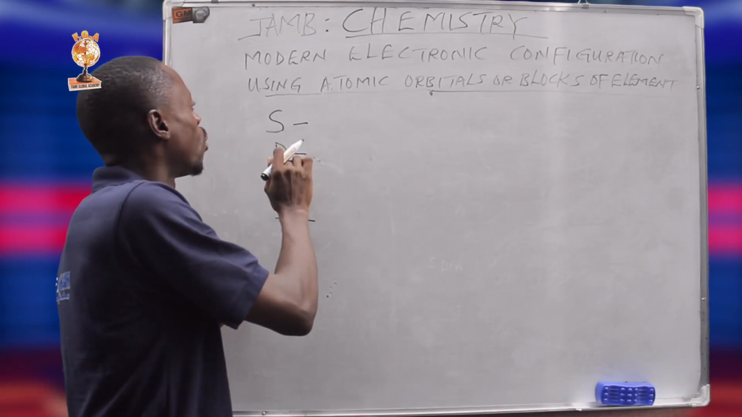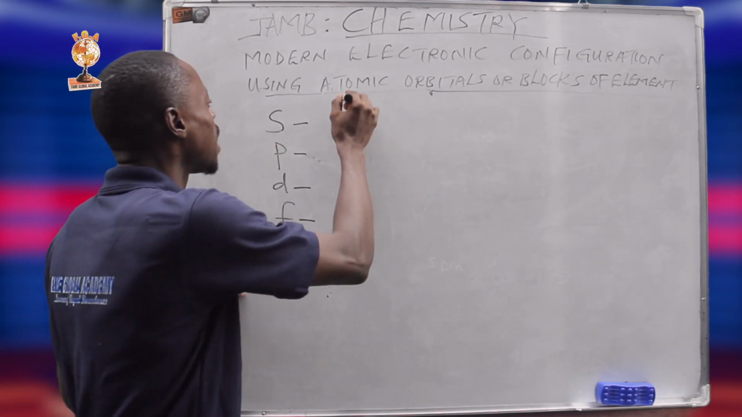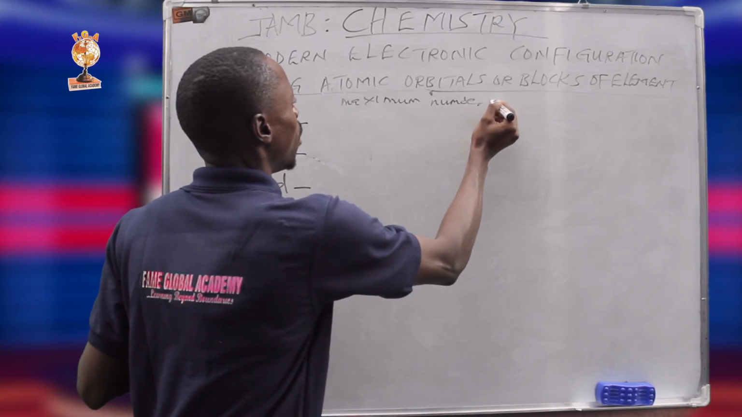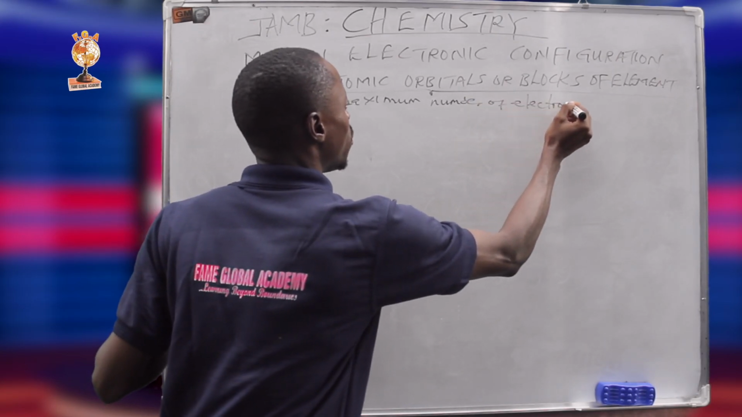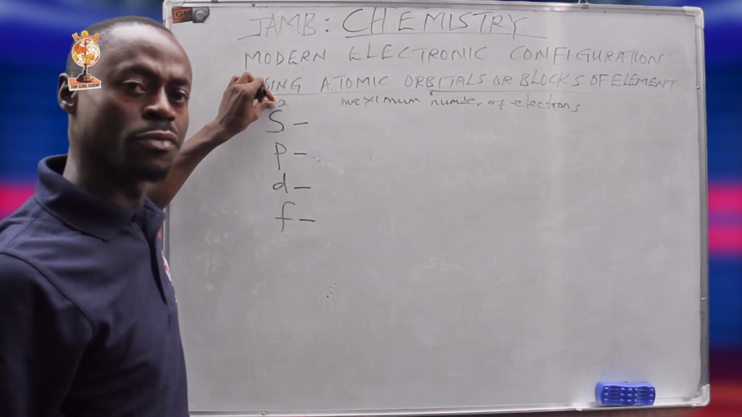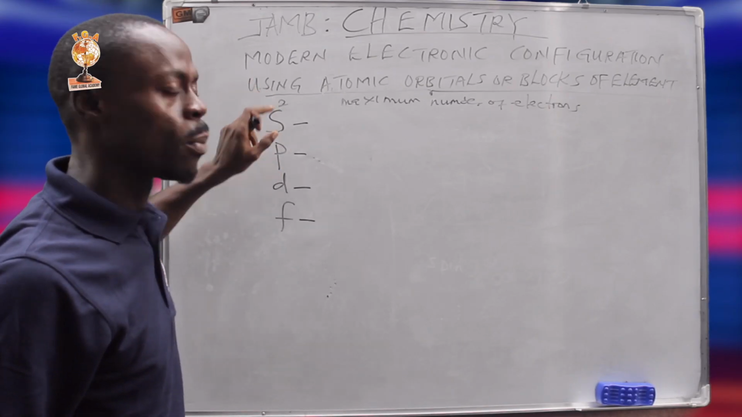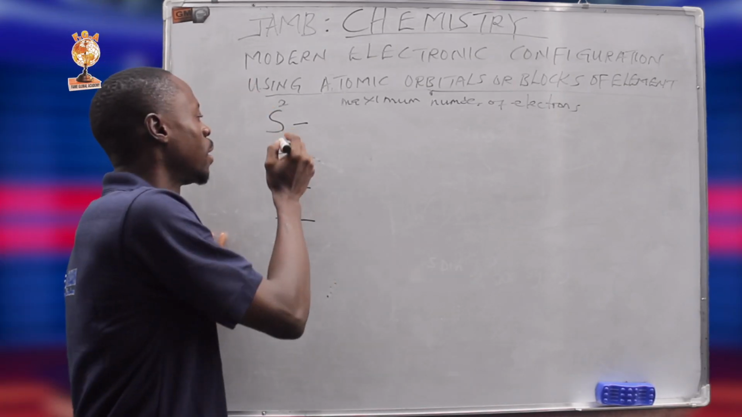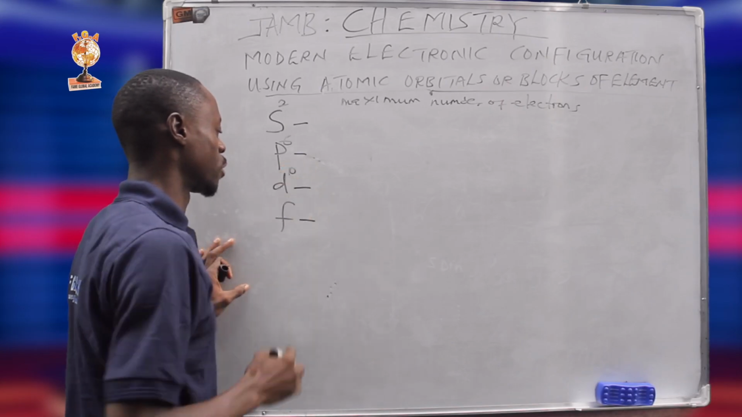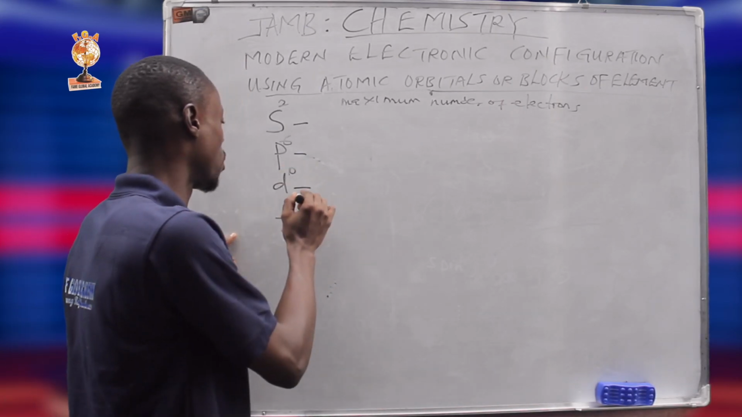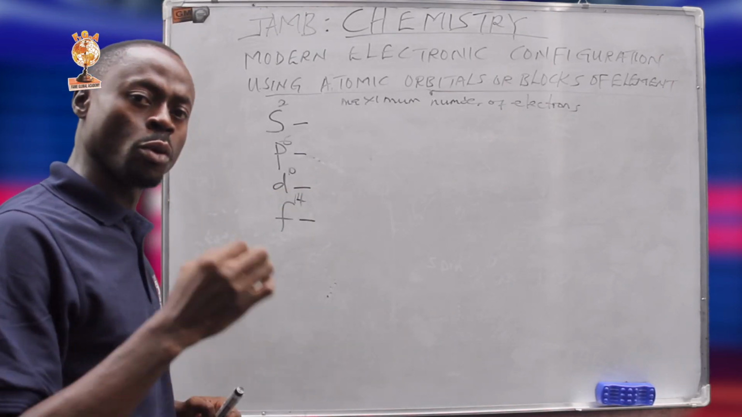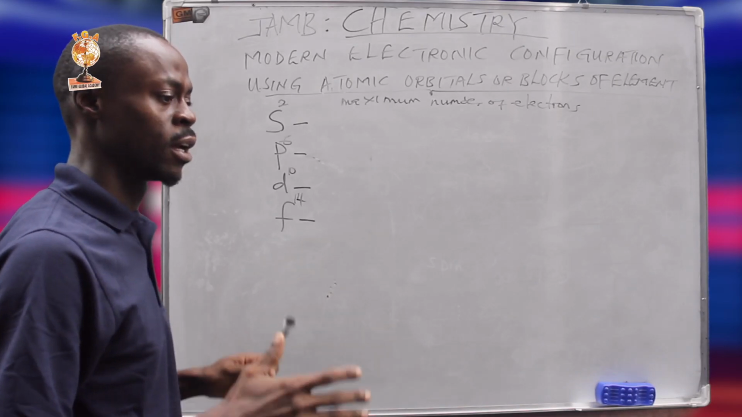For the s block or the s atomic orbital, the maximum number of electrons that it can take or occupy is 2. So any value I write as a superscript is indicating the number of electrons. Then the p orbital takes a maximum of 6 electrons, while the d orbital takes a maximum of 10 electrons. Then the f orbital takes a maximum of 14 electrons. So from here, we can proceed to writing modern electronic configuration.